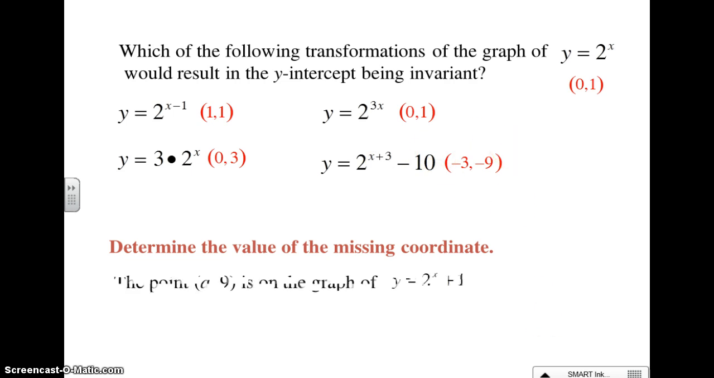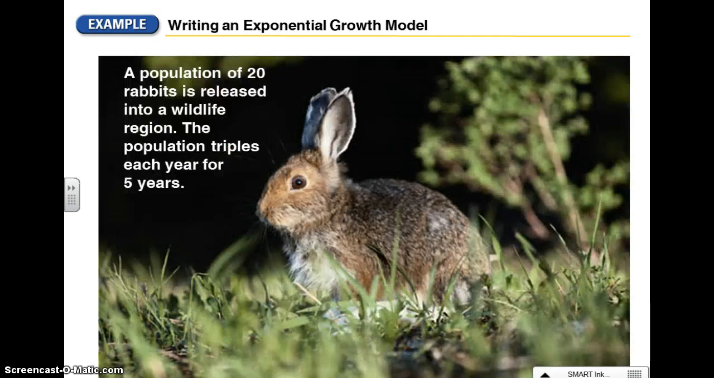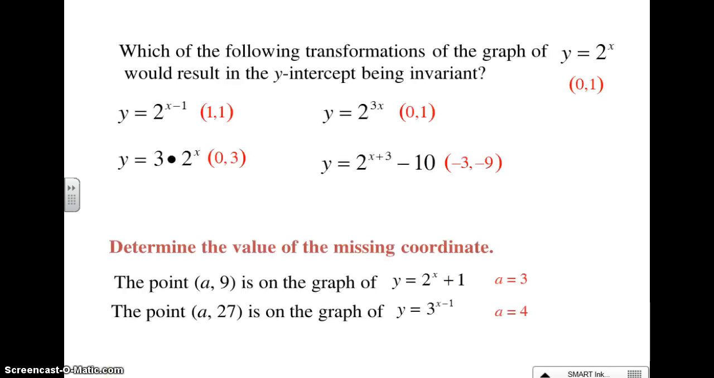If we were to determine the value that's missing here, what about the point (a, 9) on this graph? Well, if you put in a equals 3, (3, 9) would be a point that works here, and if (a, 27) is on the graph, then the a value would have to be 4. Now you might wonder, well, how did that happen?